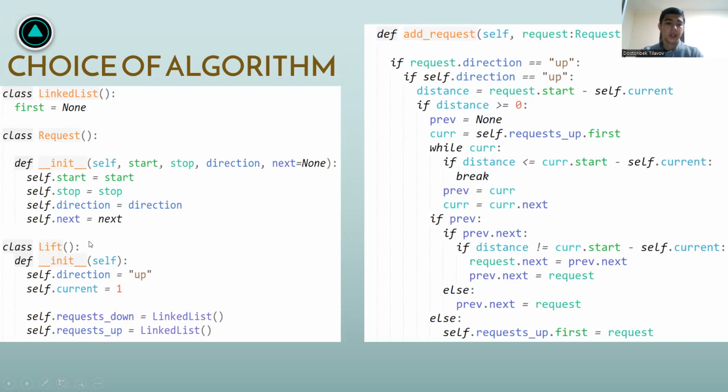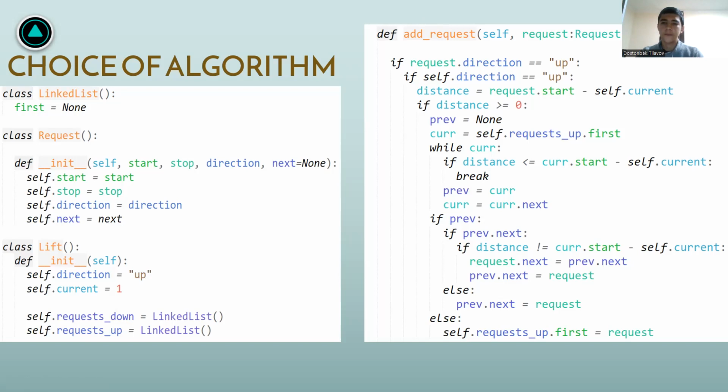In our lift class, we have the direction of the lift and the current floor, which is where the lift is now. So we have two linked lists in order to store requests down and requests up. So let's analyze our add request function. Okay, this is only one case. There are typically many more cases which should be taken into account.